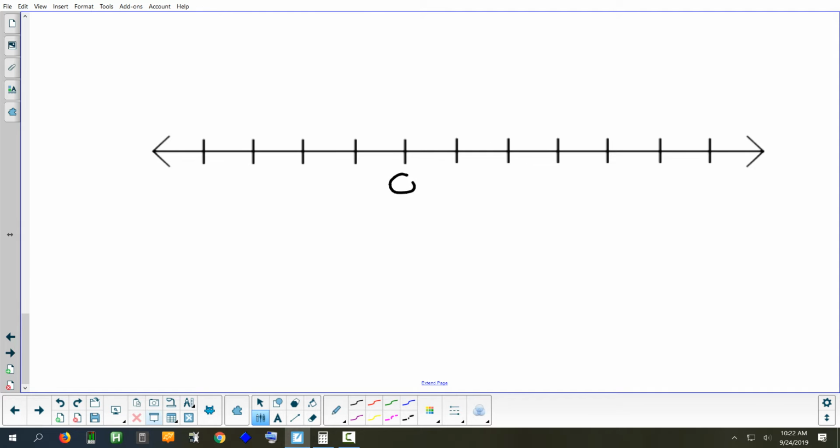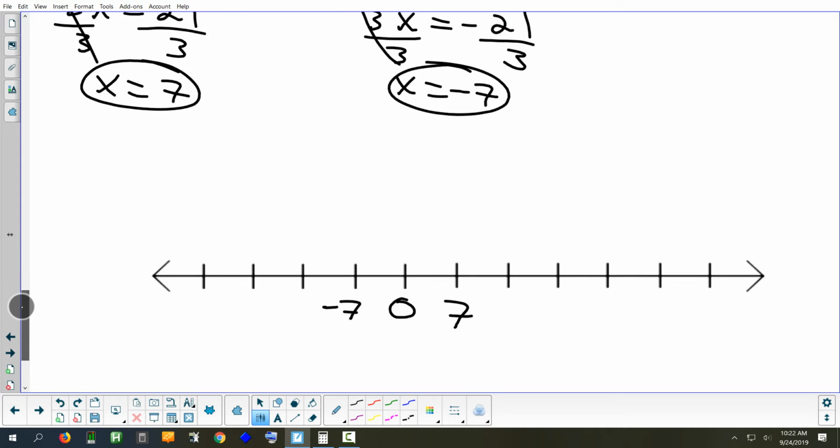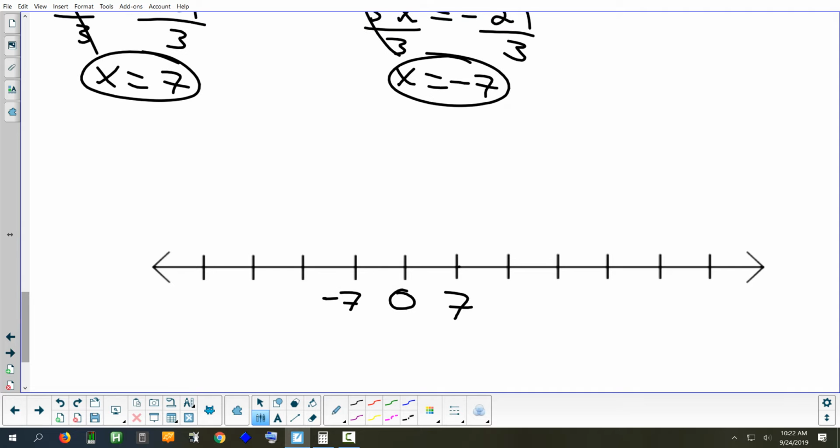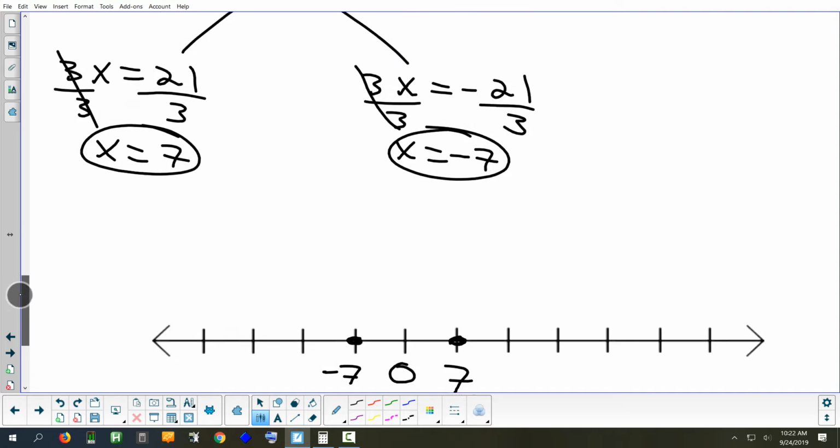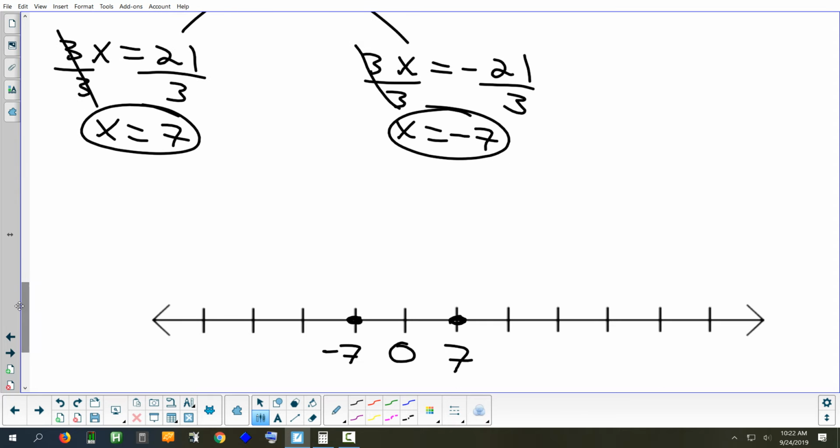Okay, now to graph it, what I would probably do is just go like this. Put 0, put negative 7, positive 7. That's it. If you want to go by 2s or 3s, you can, but I just went by threes. I went by 2s. If you go by 2s, then your dot is going to be in the middle of 6 and 8. But with the graphing, there's a little bit of flexibility. There's a lot of ways you can do it.